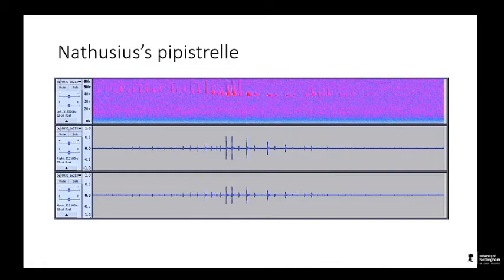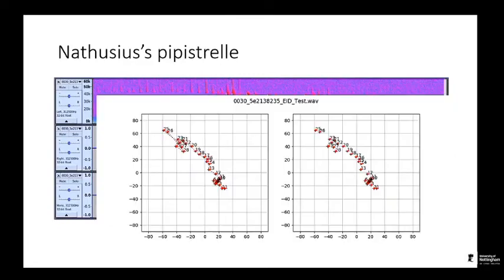So this, I think, is a Nathusius Pipistrelle, and if we have a look at the data, essentially we're seeing the bat flying across the sky. On the left, the only difference between the left and the right is that I've connected the dots up. And I've numbered each dot in sequence, and each dot represents a call in the recording.